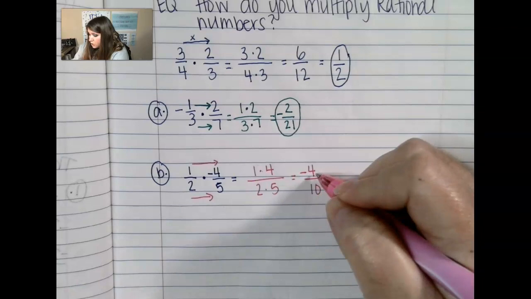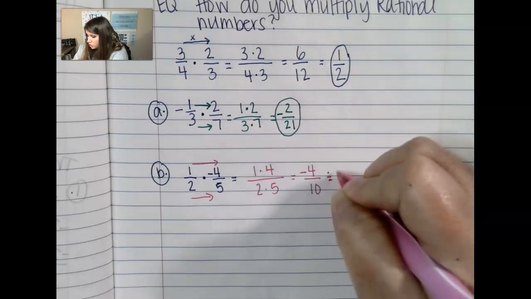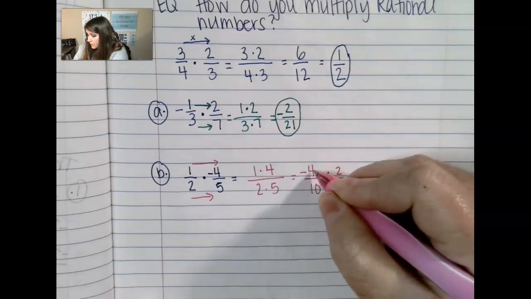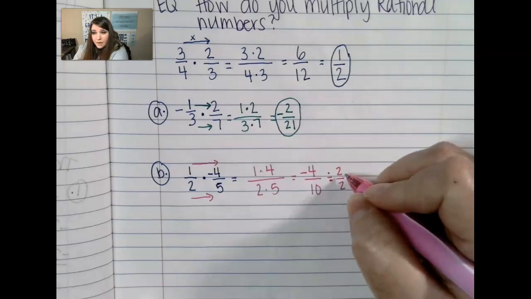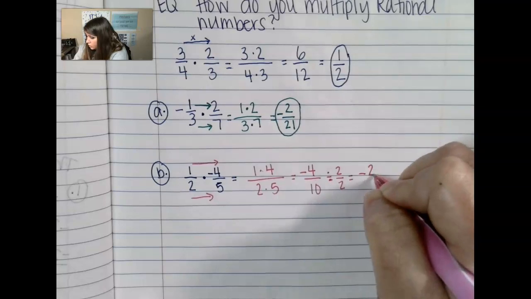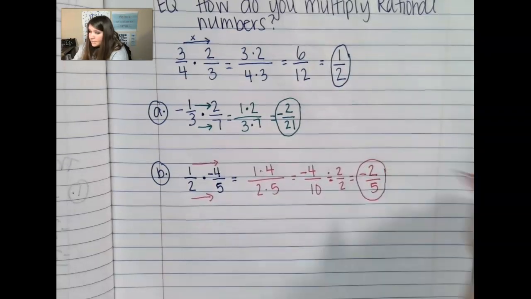And now we just are going to reduce. We can divide by 2/2, because 2 goes into 4, and it also goes into 10. So that means that we have -2/5. And this problem is done.